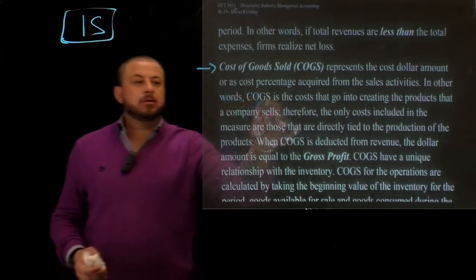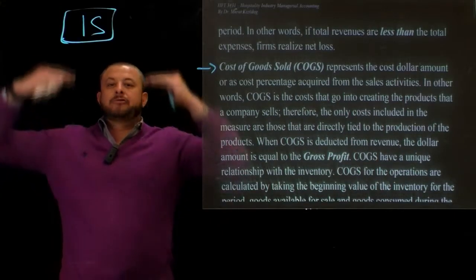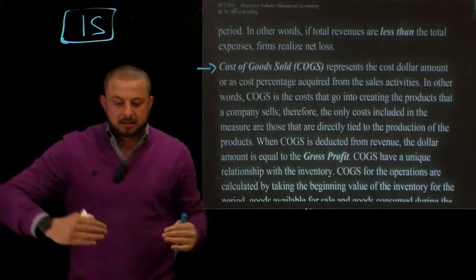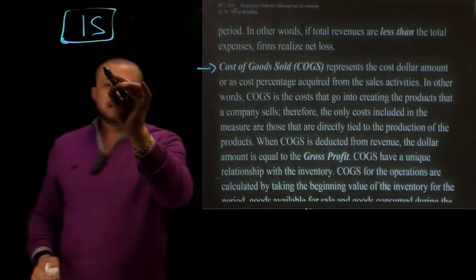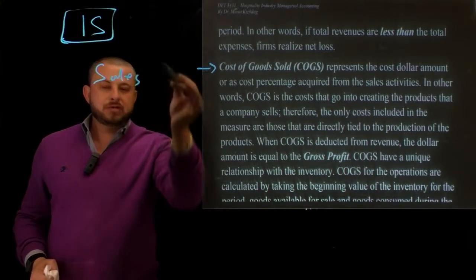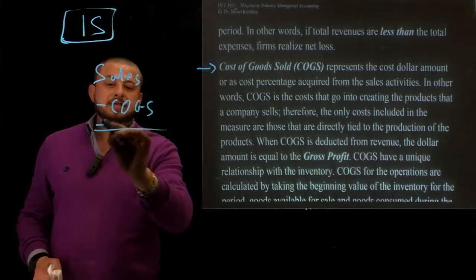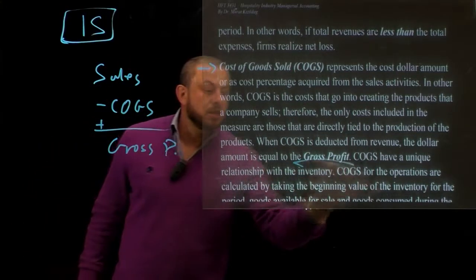It represents the cost, as a dollar amount or as a cost percentage, from the sales activities. Whenever we sell, there is a cost portion to it, so it is listed under the revenues. Therefore, cost of goods sold becomes important. When we have the sales, the earnings from the sales minus COGS, cost of goods sold, it sets the gross profit, as you can see over here, guys.